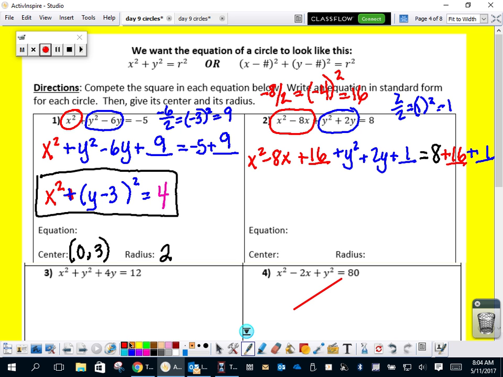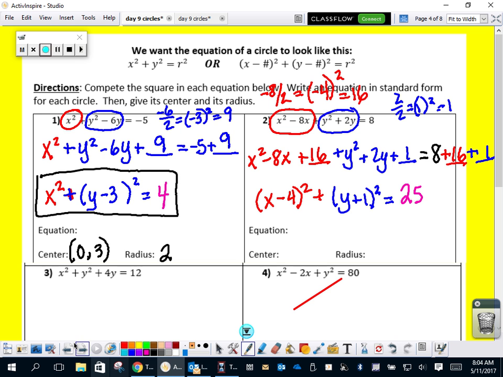Now you gotta actually finish the problem. Okay, so we're gonna have an x minus a number or plus a number, minus what? 4, because right up here was a negative 4, plus, now complete it for the y, y plus 1, and then it's going to equal whatever 8 plus 16 plus 1 is, which is 25.